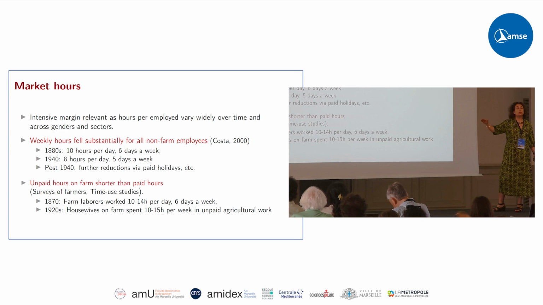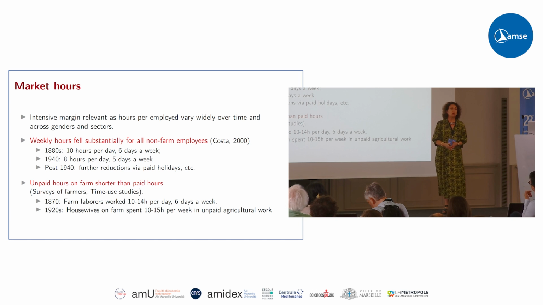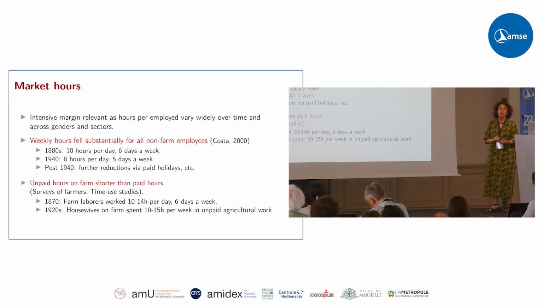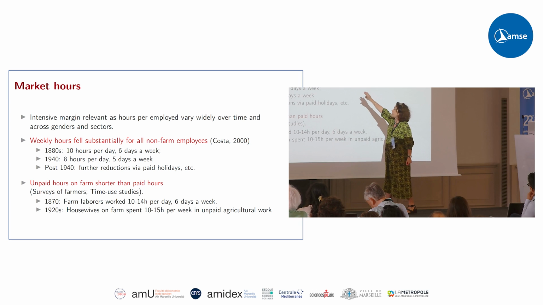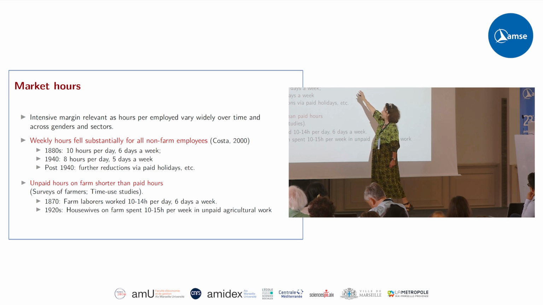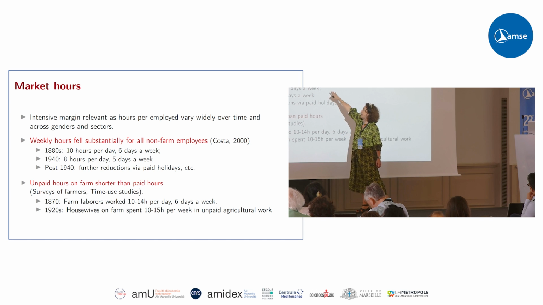Now, most importantly, we need to do a lot more on the intensive margin. The intensive margin is extremely important because there are very important differences in working hours along two dimensions. The most important dimension is overtime, and the other very important dimension is between paid and unpaid work. So employment in 1900 is not the same thing as employment in 1950 in terms of working hours. First of all, working hours fell substantially for all non-farm employees. The work week in the 1880s was 60 hours per week, down to 40 hours per week in 1940.